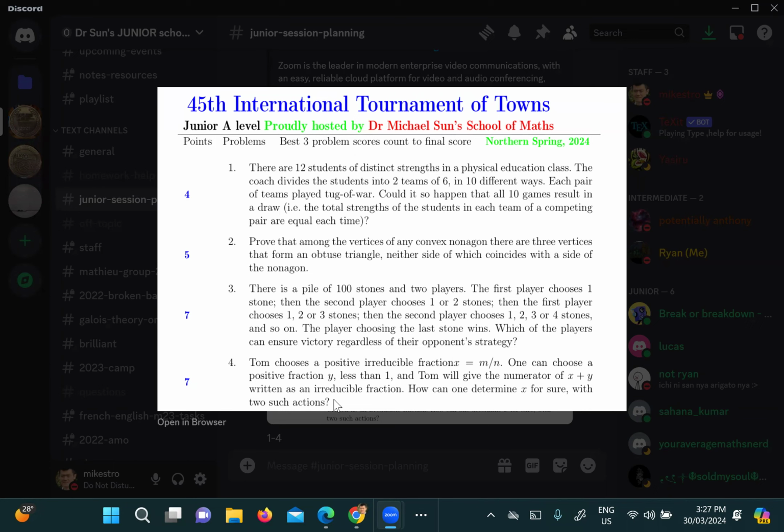So basically what you want to do is determine what m and n are, right? And the way you have of doing it is you get to add a y, and the y has to be less than 1, and it has to be rational and positive. And once you add it, Tom tells you the numerator of the sum. Yeah? Okay.